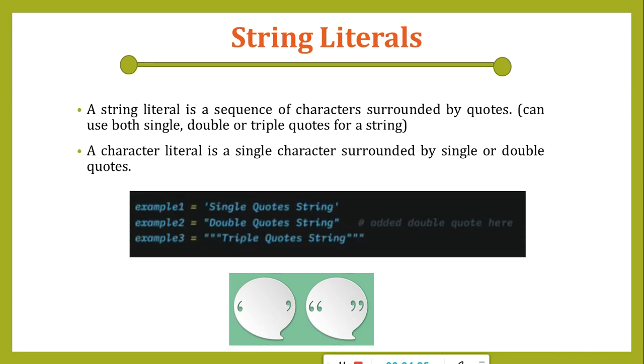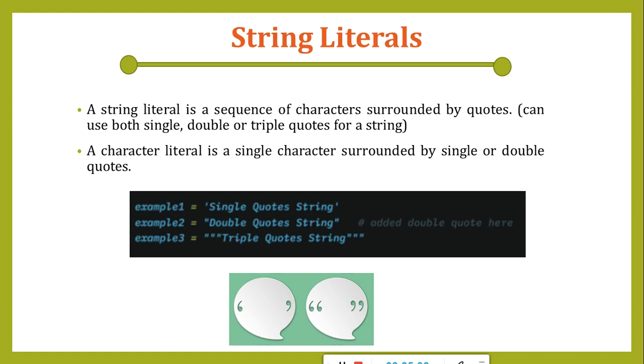So here are some examples that we can see in front of you right now. There are 3 examples. One is given within single quotes, where we give a string like single quote string within single quotes. Then comes example 2, where we represent a string like double quote string in double quotes. We can also make use of triple quotes to represent the string, and here we are representing the triple quote string in triple quotes.